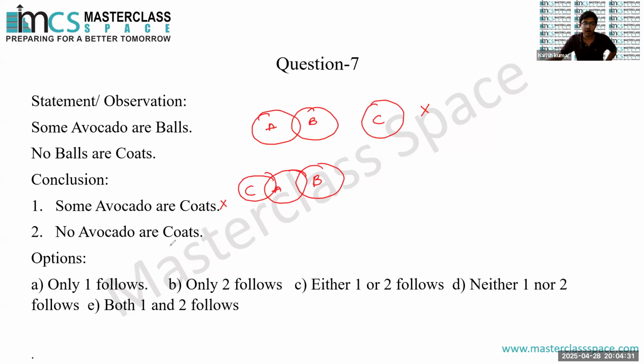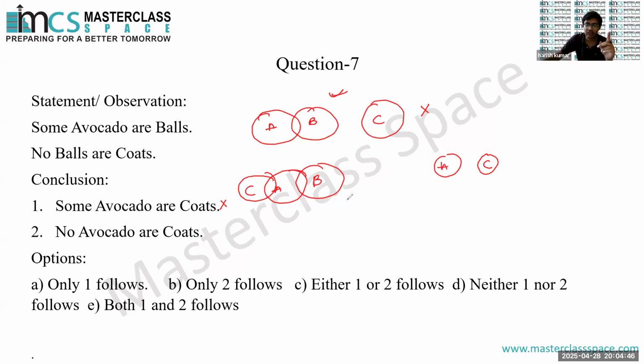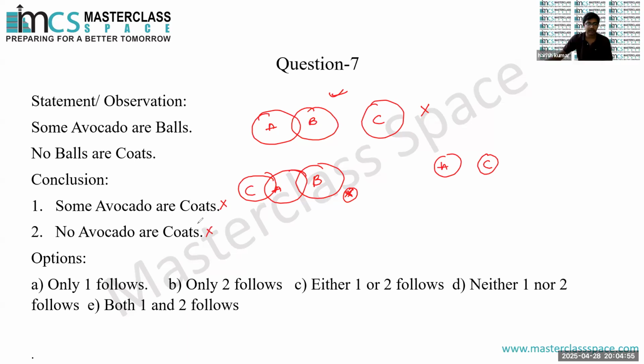The second statement is no avocado is a coat. So no avocado is a coat means there should be this sort of relation between avocados and coats. Yes or no? Yes, sir. So it is true in the first one, but it is wrong in the second. So both of them are wrong individually, right? But can I say they are correct together, when seen at once? Again, that also we cannot say, right?